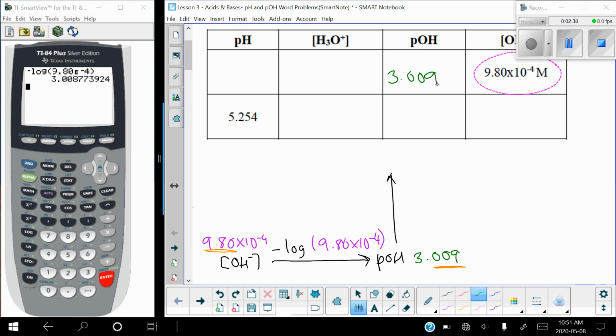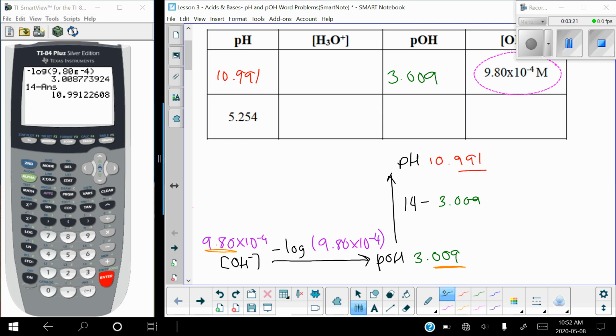From POH, we can find pH. To find pH, we're going to go 14 minus our POH, which is 3.009. Now I'm doing the rounded value here just to save paper space, but in my calculator, I'm actually going to go 14 minus my answer. Okay, and I get a pH value of 10.991. Again, those are 3 significant digits because it's a pH value. So 10.991.